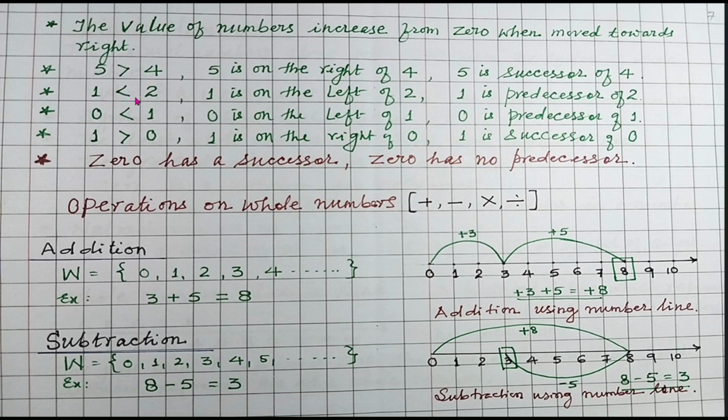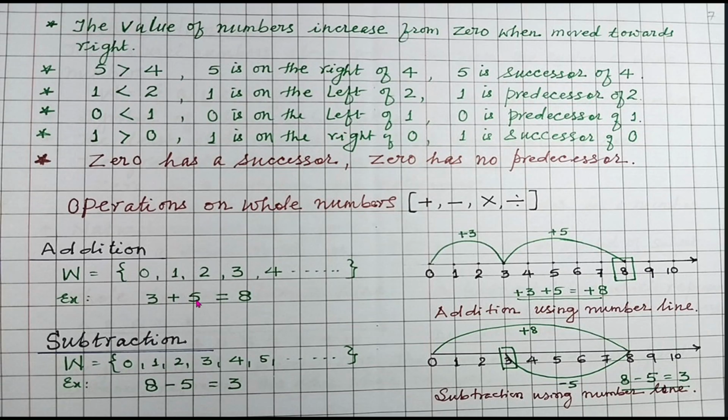1 is less than 2 because 1 is on the left side of 2, and 1 is the predecessor of 2. So also 0 is the predecessor of 1, and 1 is greater than 0 because 1 is to the right of 0. And remember, 0 has a successor but 0 has no predecessor. Remember that.